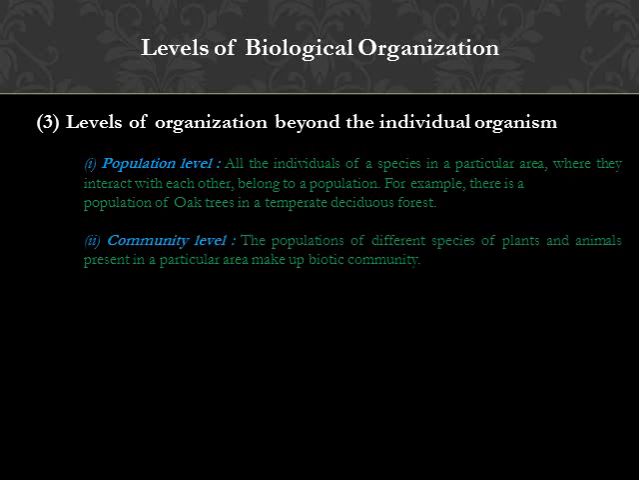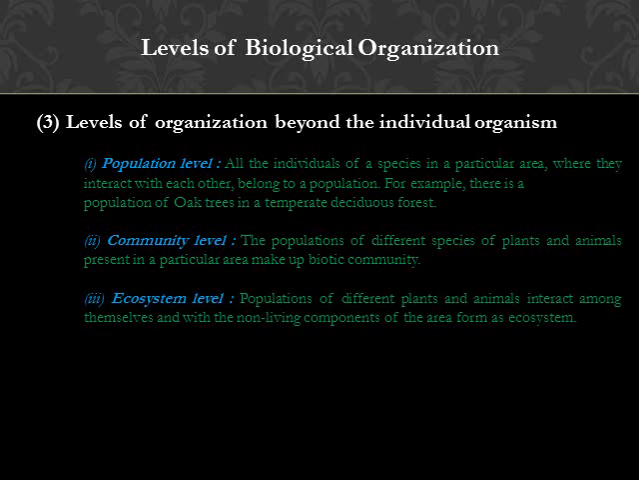So populations of different species of either plants or animals present in a particular area make up the biotic community of that area. So biotic community is a group of so many different populations in that particular area. That way you are supposed to understand it. Third level is the ecosystem level. Right, ecosystem is a furthermore vast area.